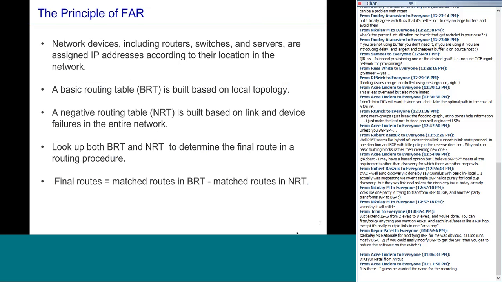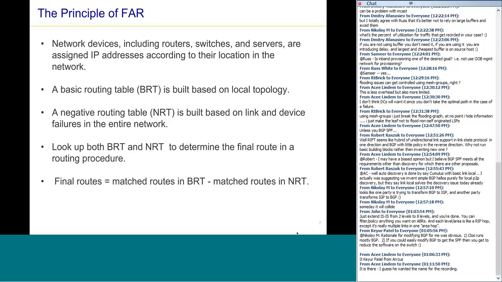The principle of fault avoidance routing is that the network devices, including routers, switches, and servers, get IP addresses based on their physical location, and updates can also use a virtual location, so they could be physically in different places but virtually together. It's based on two routing tables. One is the basic routing table, or BRT, which is based on the local topology, and the other is the negative routing table, or NRT, which is built from link and device failures in the network.